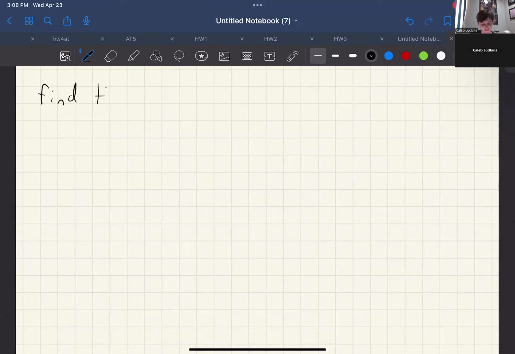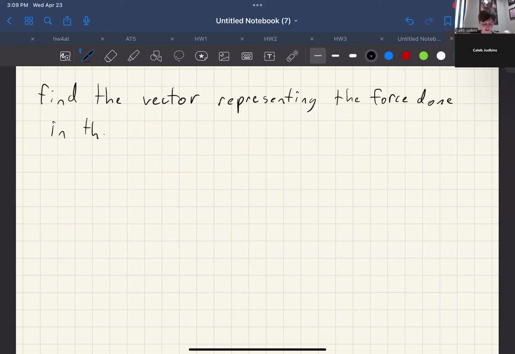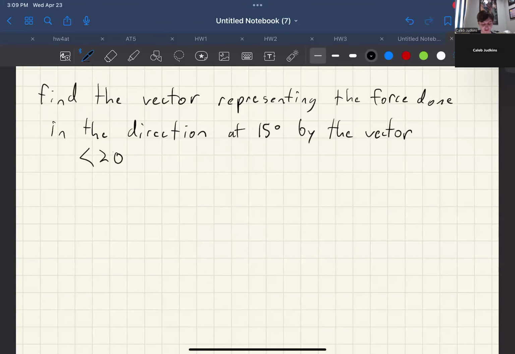Find the vector representing the force done in the direction at 15 degrees by the vector from the problem, 250 root 3, comma 250.